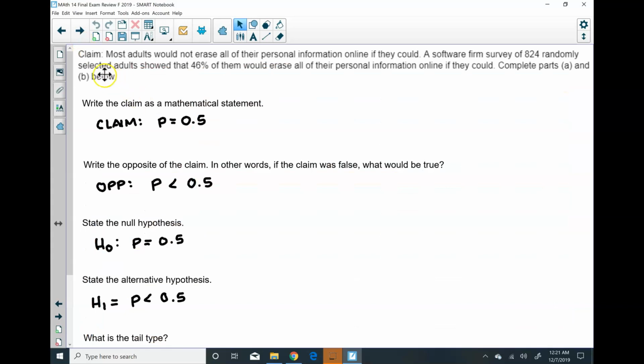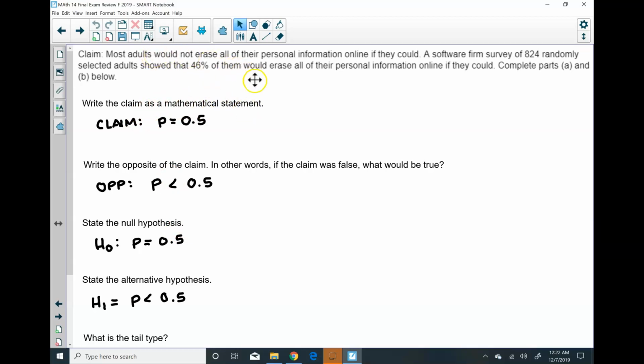Okay, now this next question states the claim that most adults would not erase all of their personal information online if they could. A software firm survey of 824 randomly selected adults showed that 46% of them would erase all of their personal information online if they could. So complete parts of the following. It's not just A and B, but all of these. We want to write the claim as a mathematical statement first.